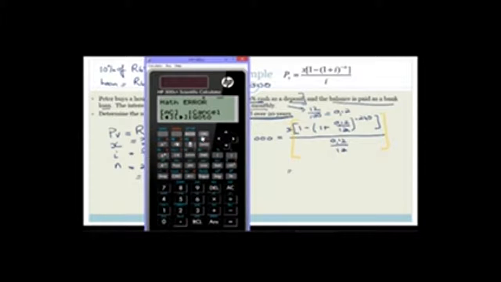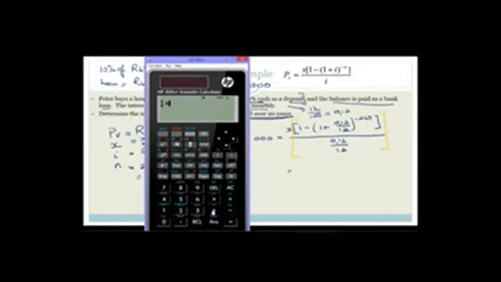Oh, that didn't work. Let me try again. Why did that not work? It should work. Okay, 0.12 divided by 12, plus 1, to the power of minus 240. I'm a little bit confused as to why that's not working. Just give me half a second. I just want to check something. That has to work. Because what we're doing is to the power of minus 240, I could invert it and take it to the power of 240. That would work too. Let's try that.